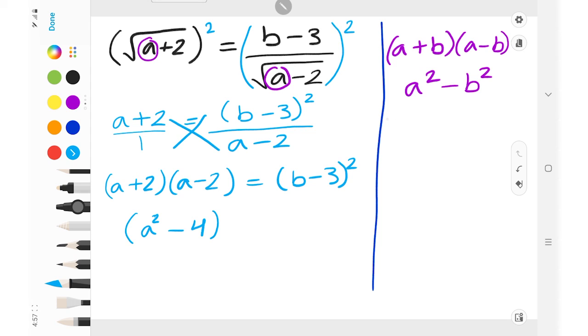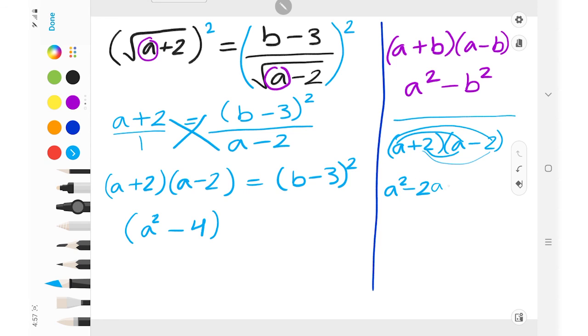Simple. Now if you want to do it the long way, you also can. Like this, a plus 2 multiplied by a minus 2. Just cross multiply like this. So we will get a squared minus 2a plus 2a minus 4. Minus 2a and plus 2a will cancel. I will get a squared minus 4. From the rule, it's very easy to do.